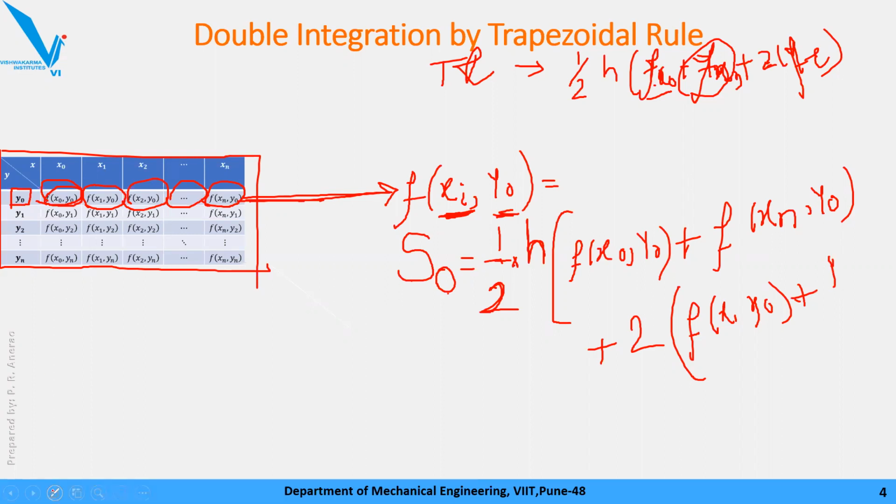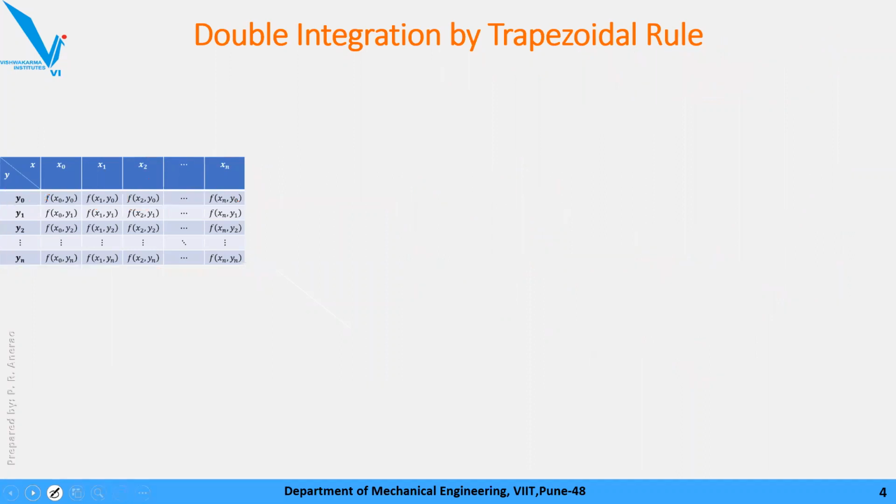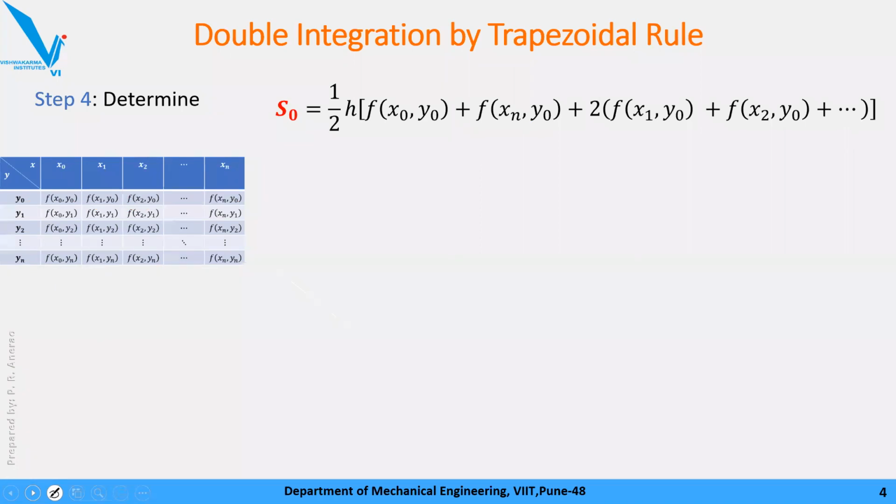So I'll write it clearly. In step number 4, we are going to start with the calculation of S0. How to calculate this S0? Remember, S0 represents variation in X. So S0 equal to 1 by 2 H into the first term from that particular row plus the last term plus 2 times the summation of the remaining terms.